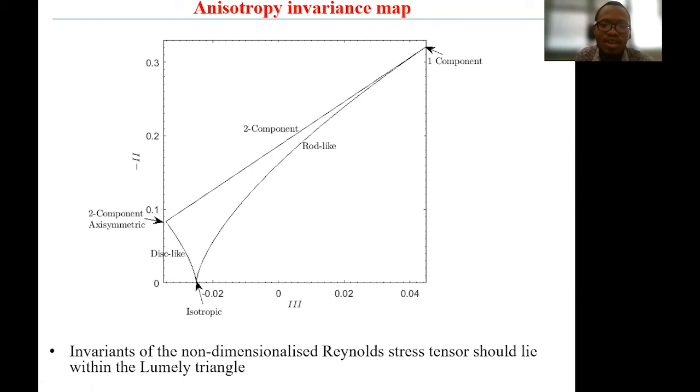So on this line on the right-hand side, you have a rod-like structure. On the left-hand side, you have a disc-like structure, while at the top, you have the two-component structure. So at the lower vertex, you have isotropic turbulence. On the vertex to the left-hand side, you have two-component axisymmetric turbulence, while on the top vertex, you have one-component turbulence.